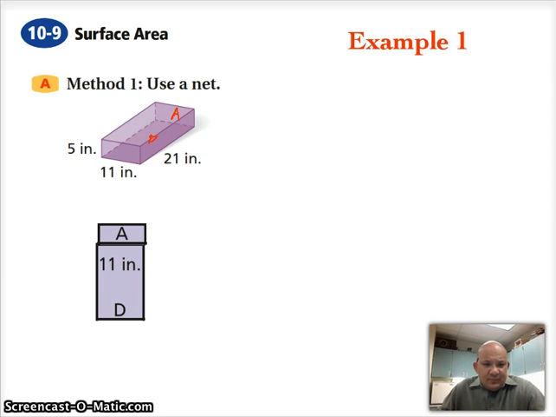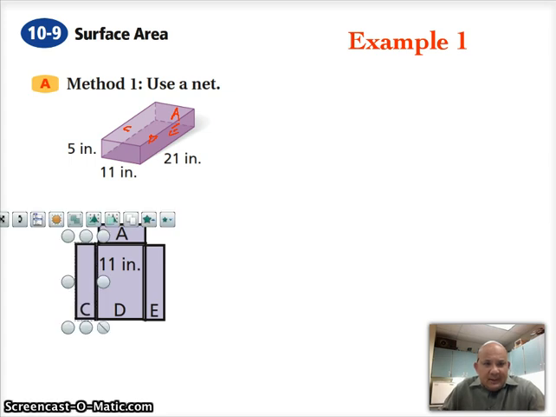Next to D, connected to it, is E. In other words, there's this bottom, and then there's E, this long, skinny surface right here. Then we have this other surface. We'll call that C. It looks to be congruent to E and connected to that bottom piece D. And then to make this whole thing complete, we've got this top part, and we'll call that top part B.